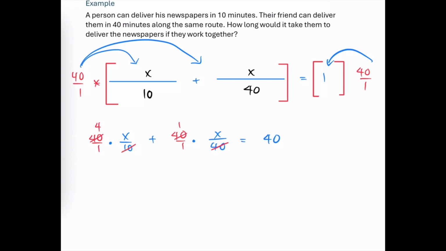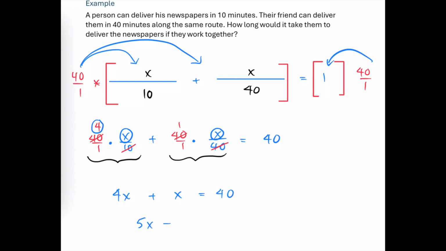So now when we multiply this term together, we've got the 4 and the x that's left, so this product is 4x. And then to that we add this second product, and after we cancel those 40s, the only thing that remains is the x, so we have x here. And then we're equal to 40 on the right-hand side.